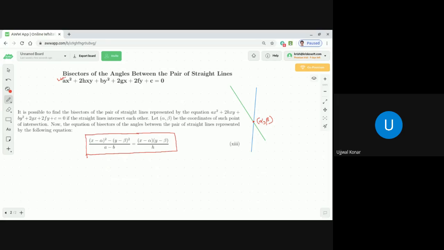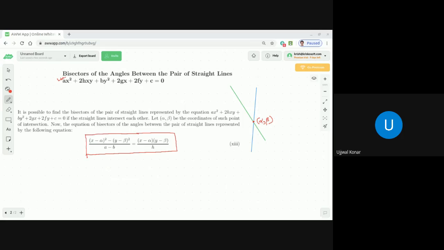And if you notice, dear students, this is also a general equation of second degree in x and y. So it will represent two straight lines. One is for the acute angle bisector and the other one is for the obtuse angle bisector. Correct, dear students?